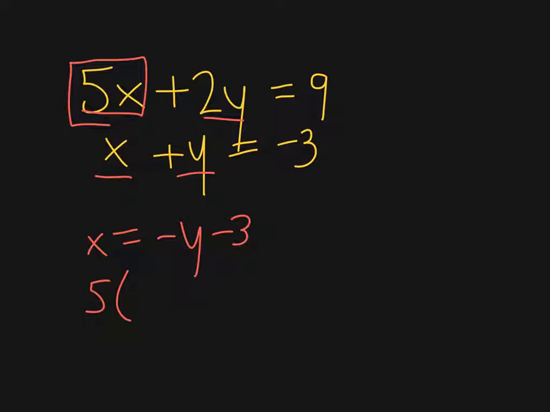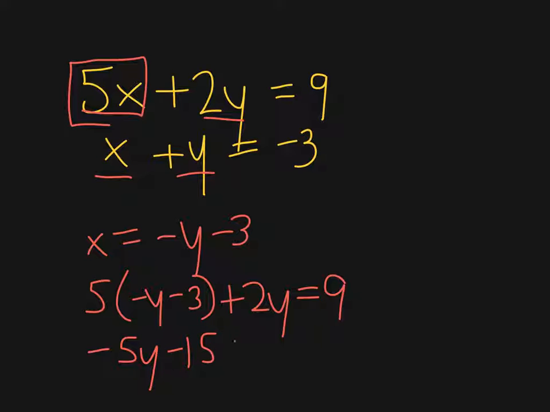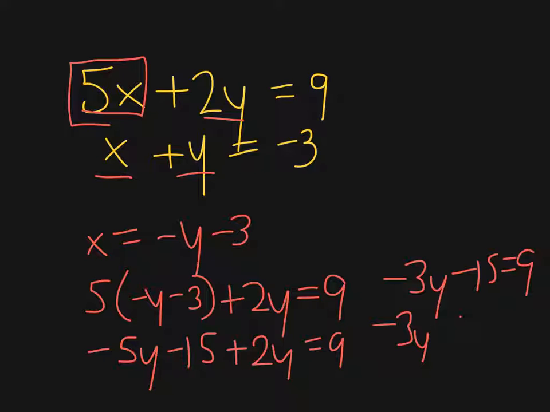5 times negative y minus 3 plus 2y is equal to 9. This is going to be negative 5y minus 15 plus 2y is equal to 9. Negative 5y plus 2y is going to give me negative 3y minus 15 is equal to 9. Add 15 to both sides, I get negative 3y is equal to 24. So y is going to be equal to negative 8.